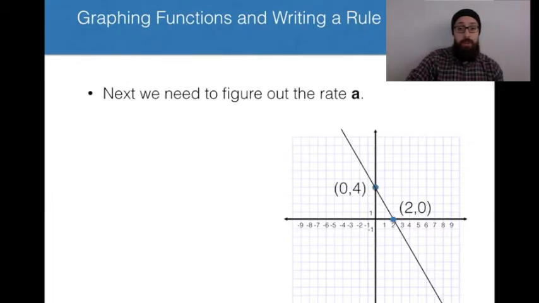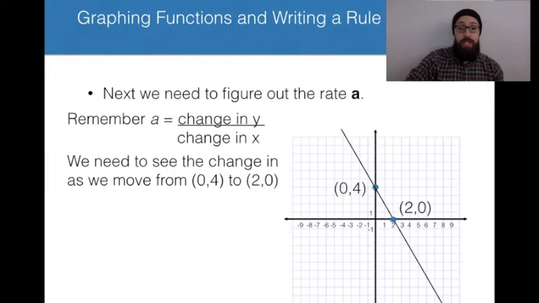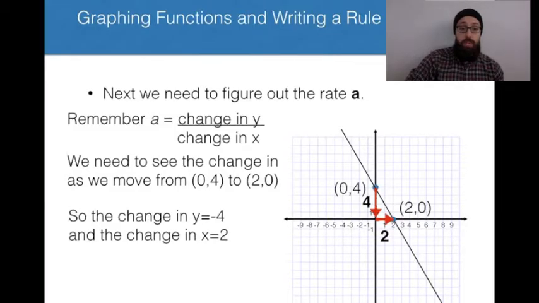Next, we need to figure out the rate of a. So remember, if we want to figure out the rate of change, or the rate of a, the equation is the change in y over the change in x. So we need to see the change as we move from (0, 4) to (2, 0). Well, we're going down by 4, and we're going to the right 2. So the change in y is negative 4, and the change in x is 2. Pretty simple, right?